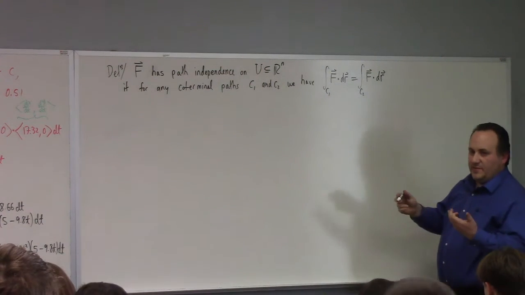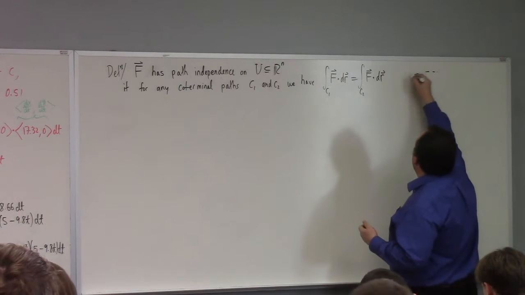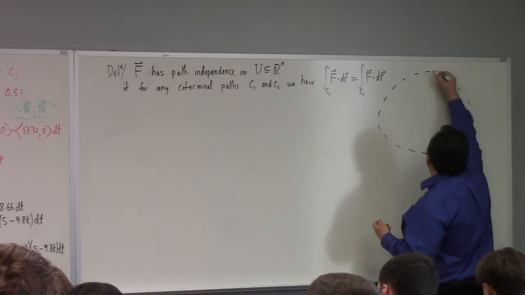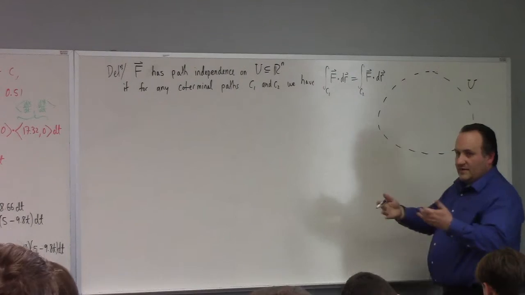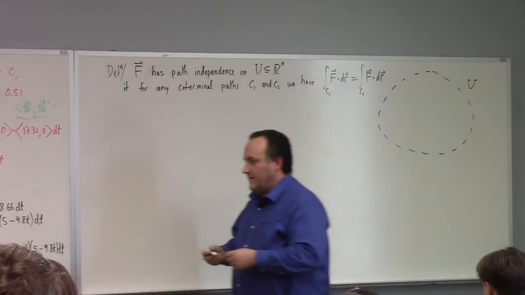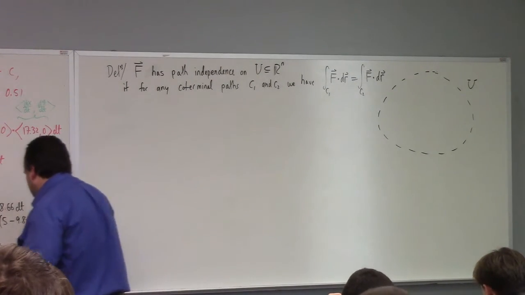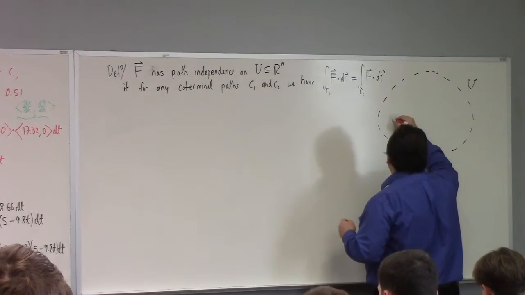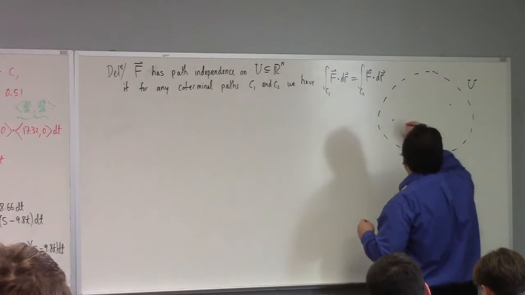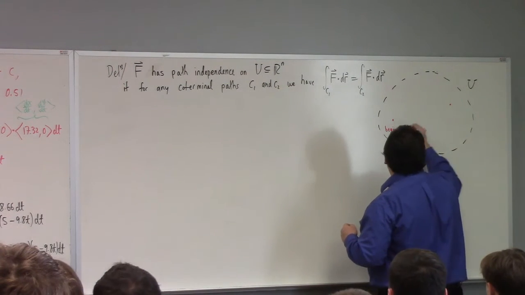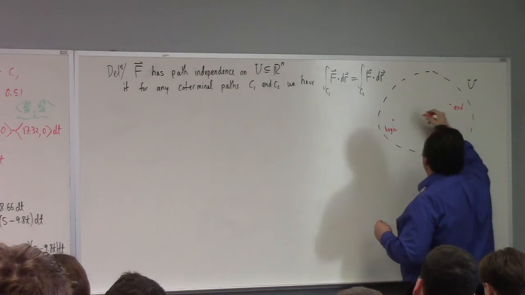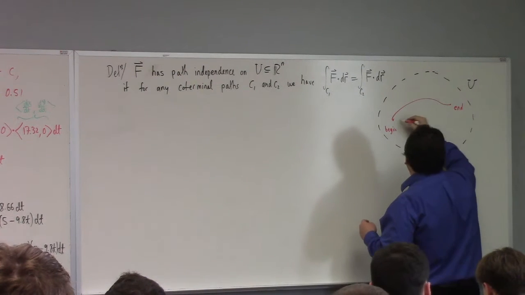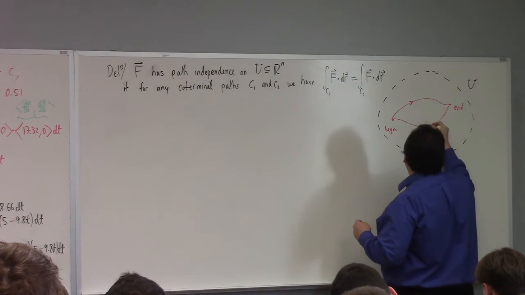What's a coterminal path? Let me draw a picture for you. So there's a universe in which we're living. That universe is U. That's the context in which the discussion's happening, the domain of the vector field, if you will. And coterminal paths are just paths which begin and end at the same pair of points. So like this could be C1, this could be C2, for example.